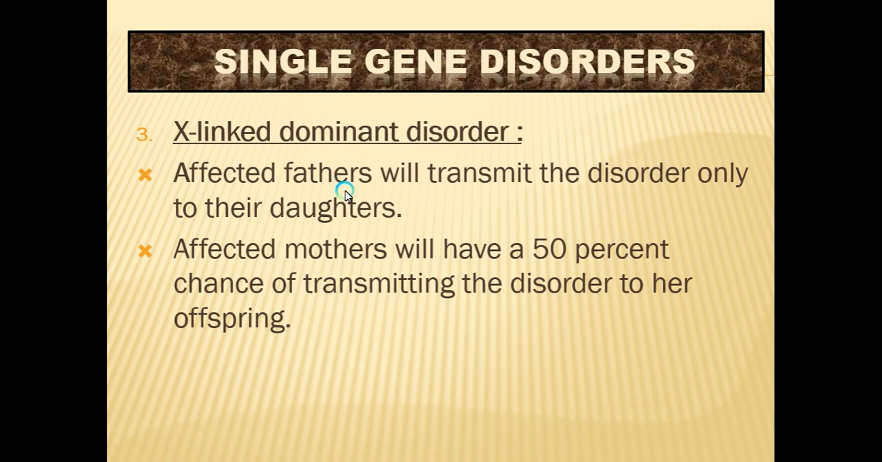If the father is affected, then the daughters will be affected. Sons will not be affected, because Y will be going from the father, but in daughters X will be there. So affected fathers will transmit the disorder only to the daughters. But if it is a mother, then there is a 50% chance of transmitting the disorder to her offspring.